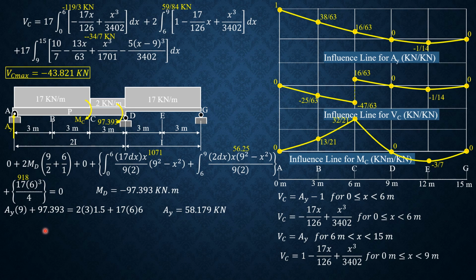58.179 kilonewtons. Then let's now apply the shear at C, which is positive going down. Then summation forces vertical equals 0. So V sub C max is AY minus 17 times 6, the area of this load. So V sub C max is AY, which is 58.179 minus 17 times 6. So V sub C max is equal to negative 43.821, which is the same as this integral.